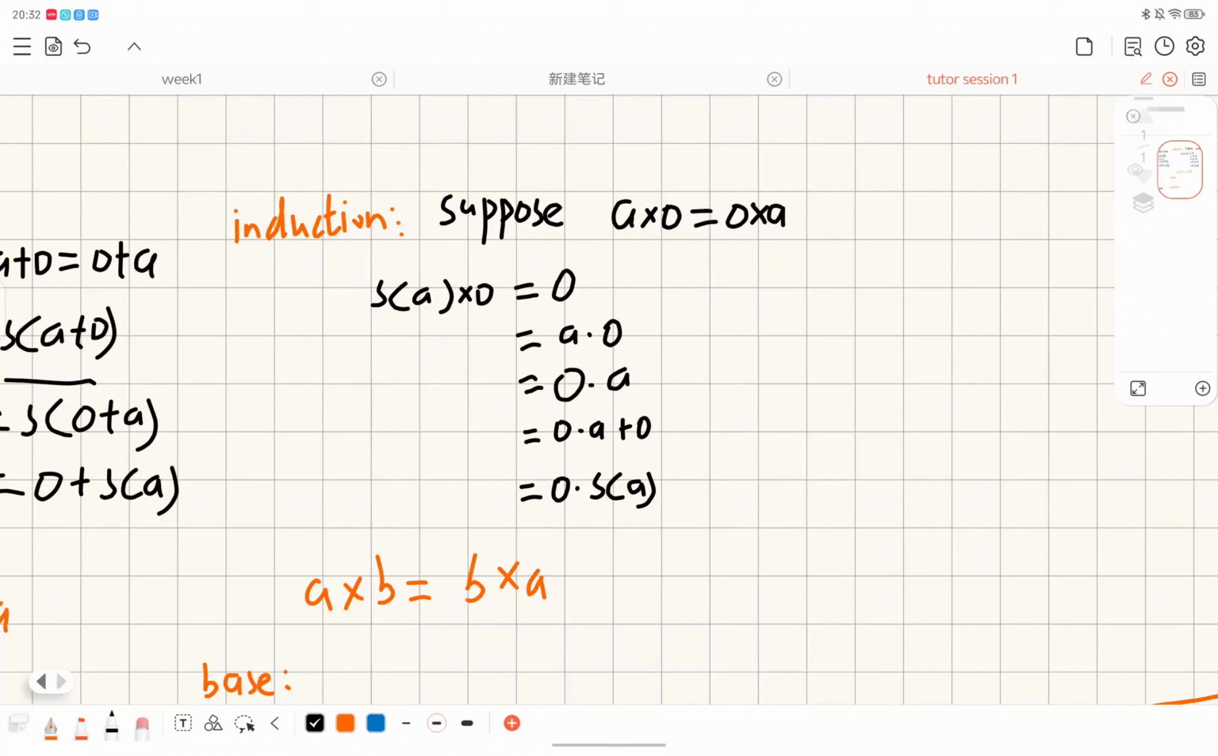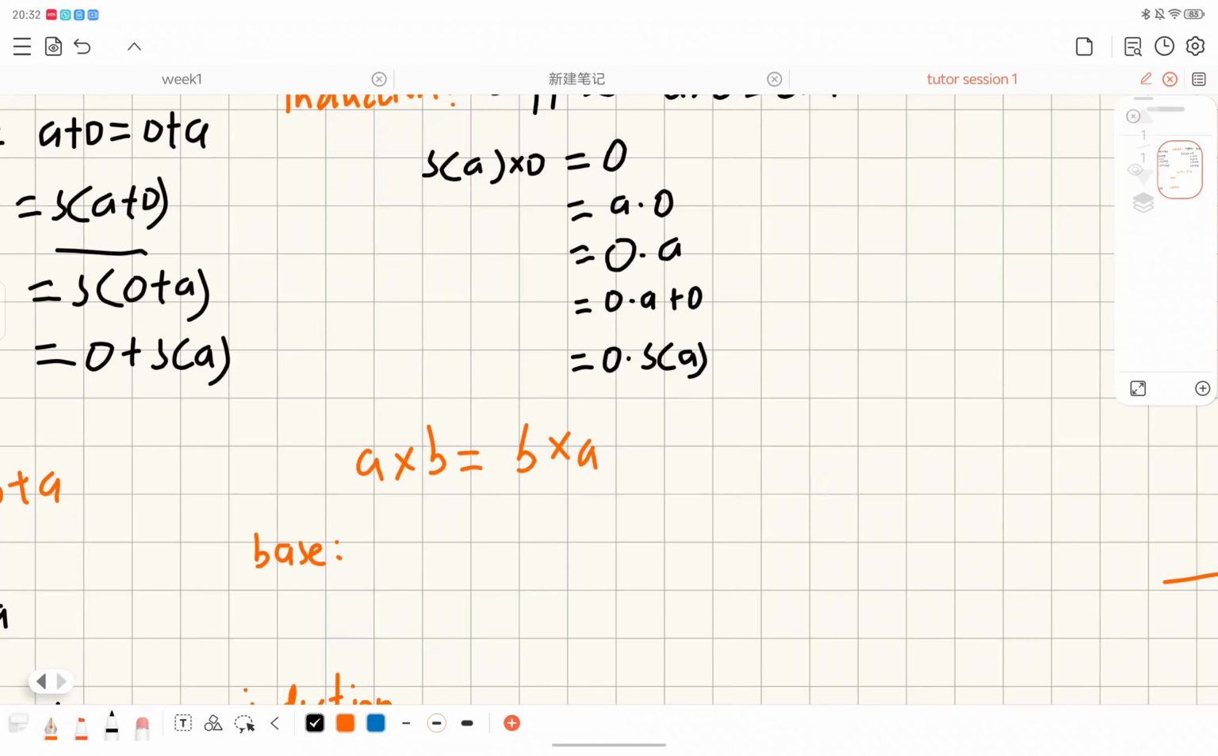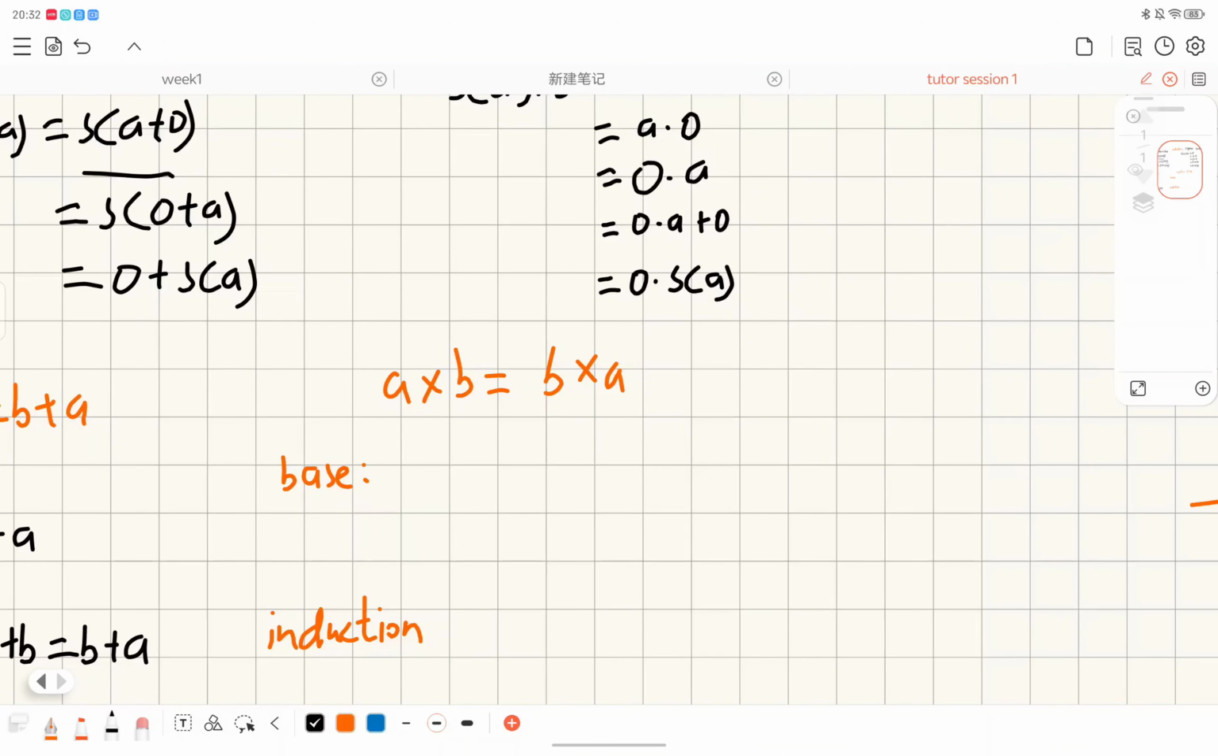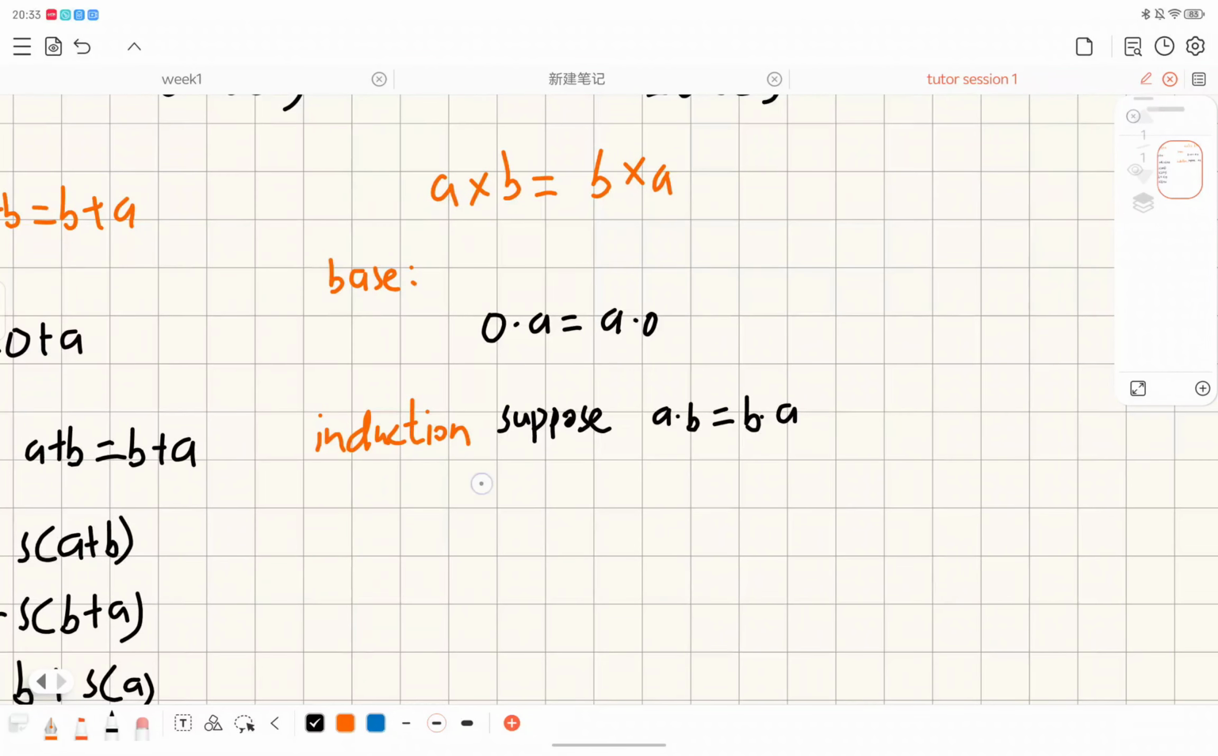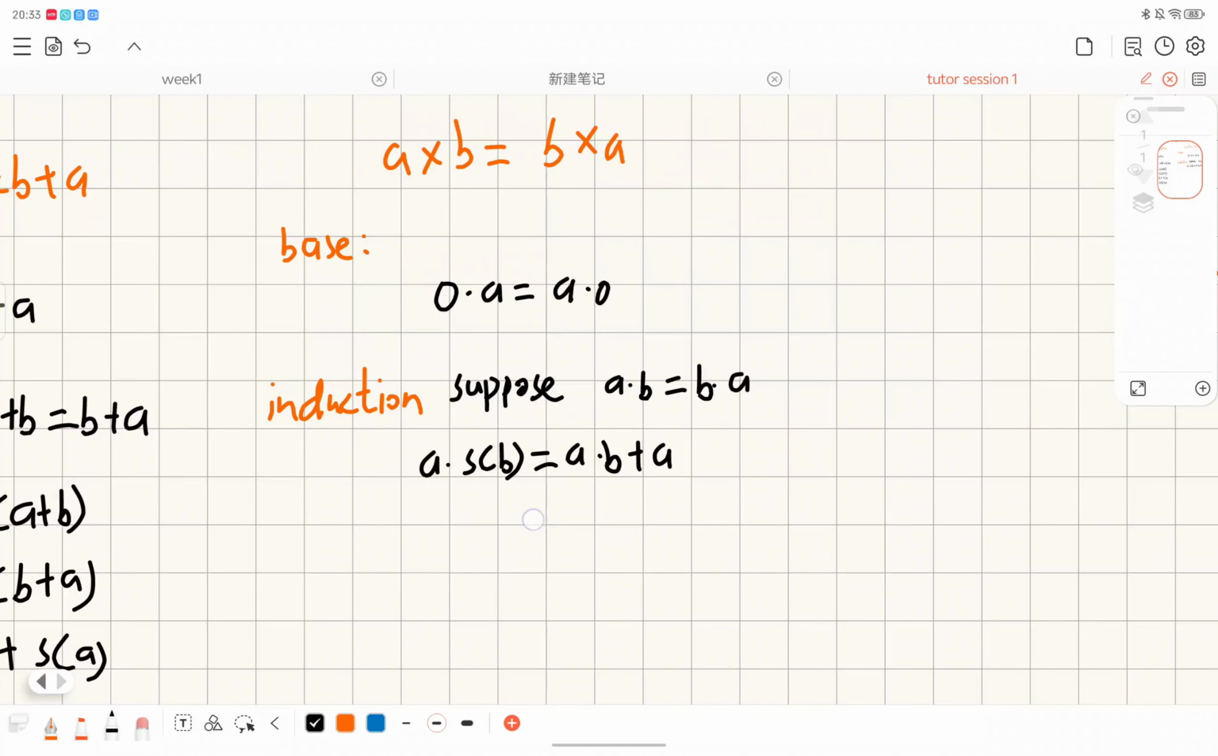And finally, we can go to the last part of our question 1, which is A times B equals B times A. So our base case is lemma 4 directly. We know that 0 times A equals A times 0. Okay, then again we need an induction hypothesis. So we can suppose A times B equals B times A. Then what is A times SB? A times SB equals A times B plus A, right? According to the definition of multiply, of course.